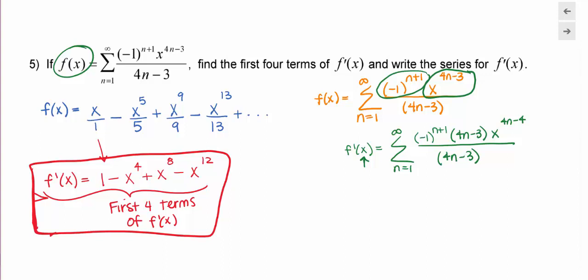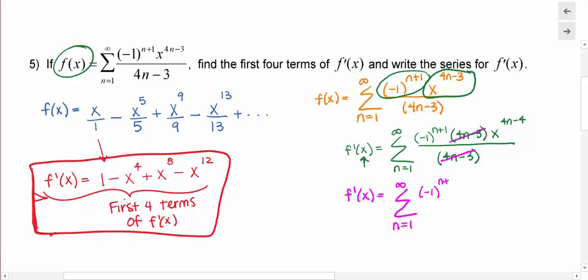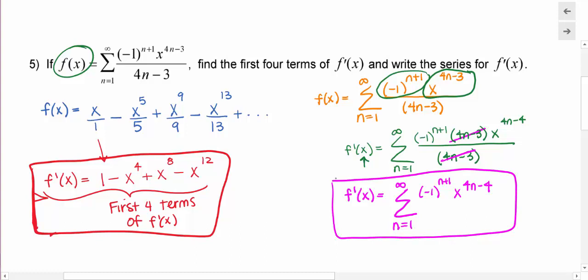And now you should see that the 4n minus 3 quantities divide to 1. So as a series, I can look at this and say it's from n equals 1 to infinity of -1 to the n plus 1 times x to the 4n minus 4. And I would just double check to make sure.